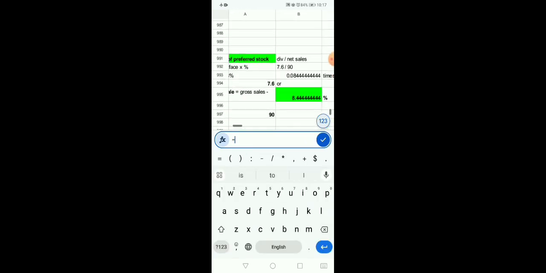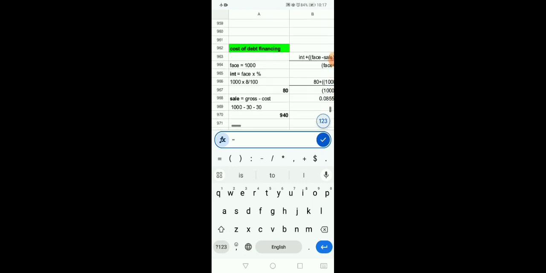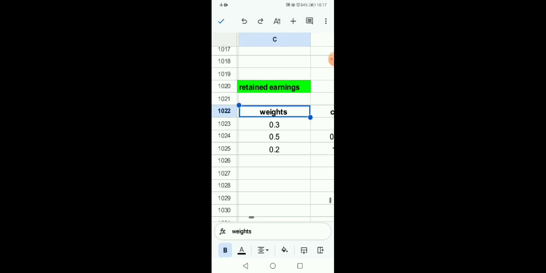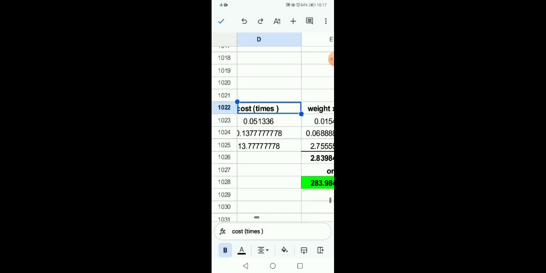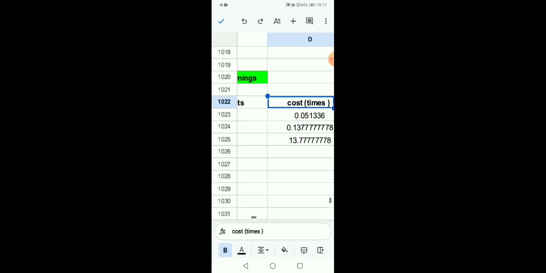Go to the upper part. The first section was cost of debt. Here we have cost of debt, and there are two answers. One is in terms of times, the second is in terms of percentage. You need to put it in terms of times. So in this way both columns are completed. Weights we have written, cost we have written. All right, and we just need to convert it.